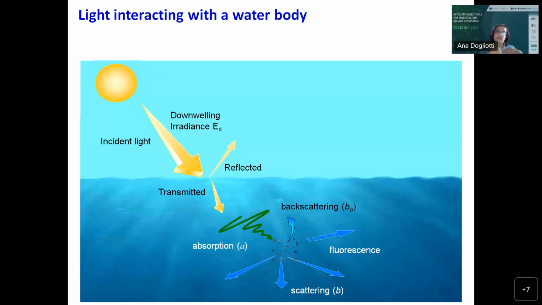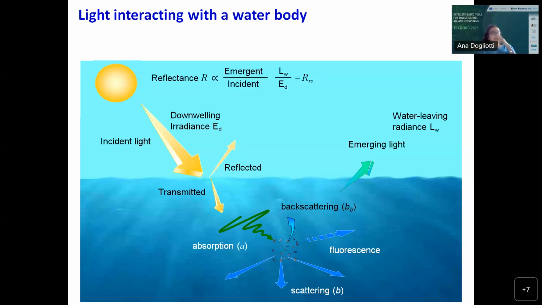Part will be backscattering in the direction of the incoming light. Fluorescence is another type of scattering. Inelastic, we change not the direction, but the wavelength of the scattered light. And so finally, after all these interactions, part of the light will emerge from the surface, what we call water leaving radiance. So basically, what we usually talk about, and when I mention what is color, I talk about reflectance.